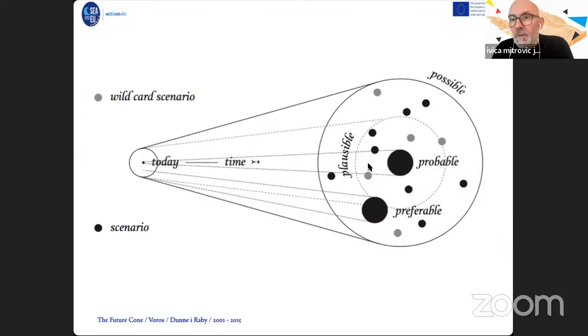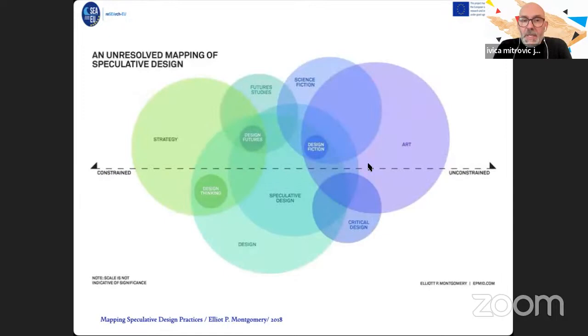So the role of the speculative designers is to come up with different scenarios dealing with this possible future. For us, it's interesting what is a preferable future and for whom is it preferable? For us, as citizens or normal people, or for corporations, for industry, for government, or, better to say, who owns the future?